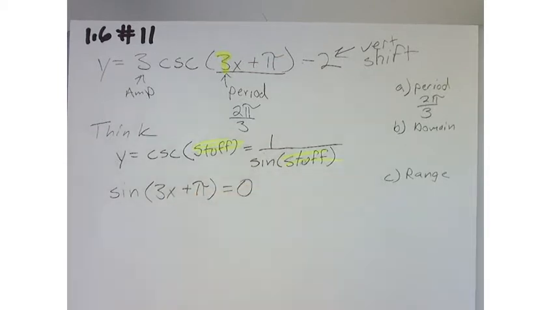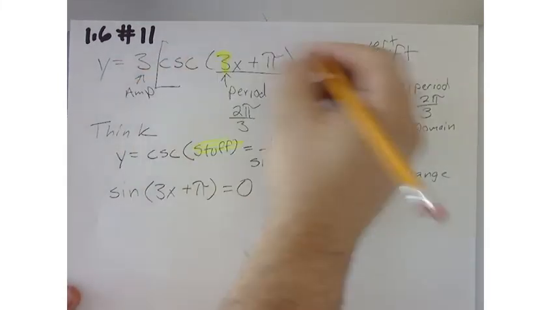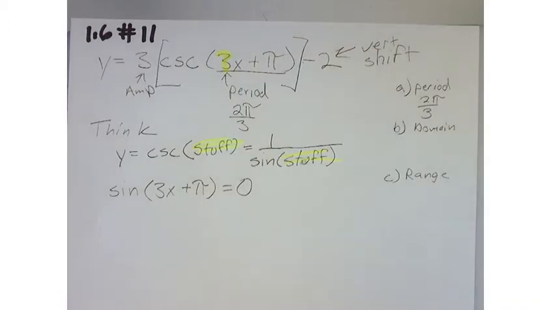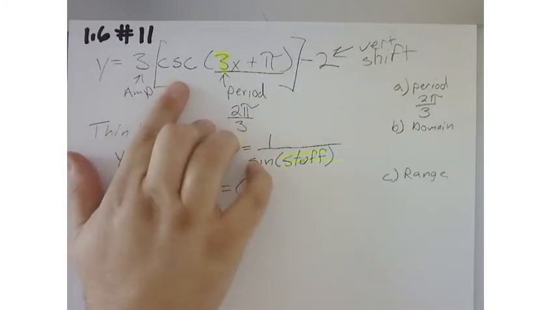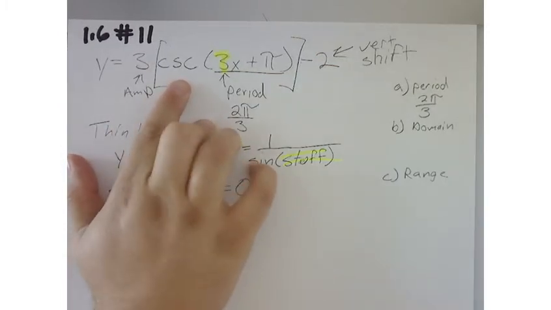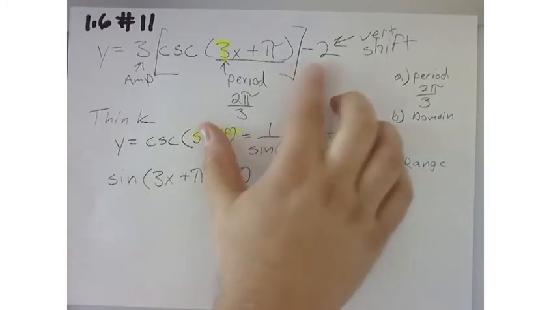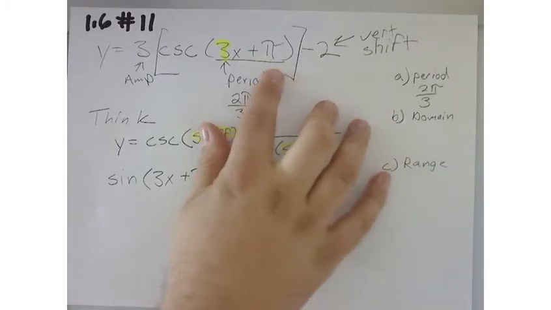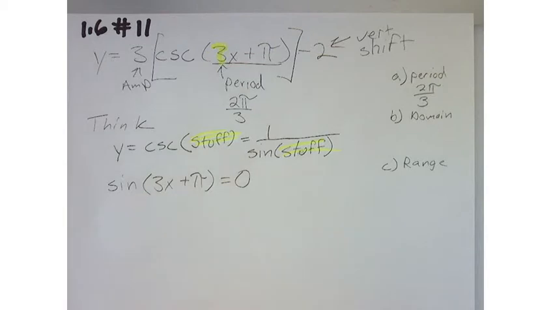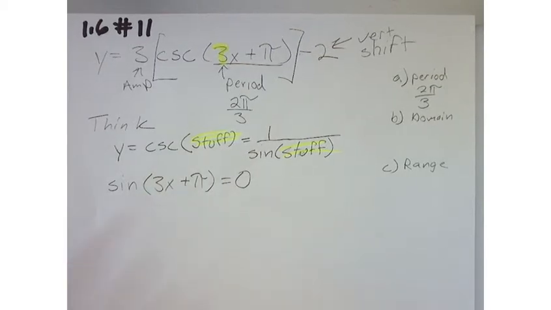That's a big issue. Because when that happens, this whole term right here is undefined. It's not a number. It doesn't exist. We can't multiply undefined by 3, and we can't subtract 2 from undefined. So our domain is an issue here.